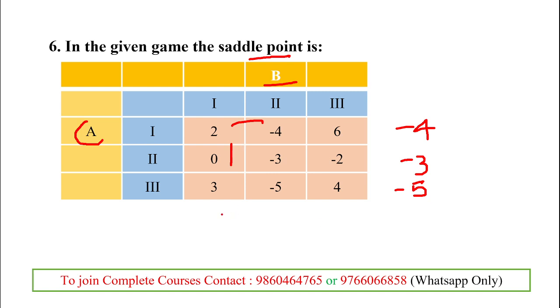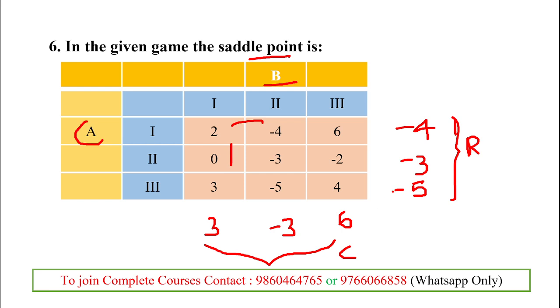Clear? And the column max. The maximum value in the first column is 3. Then in the second column it is minus 3. The third column is 6. This is the row min, given as R, and this is the column max. From this, again we want to select the minimax and maximin. This is the minimum point. From there, we want to select the maximum point. Here the maximum is minus 3. And here the minimum value is minus 3. Clear? So this is equal.